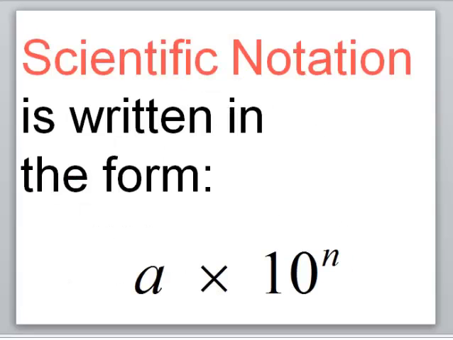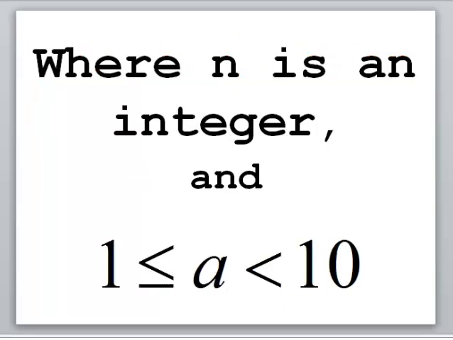Scientific notation is written in this form: a number times 10 to some power. It's very important that you know that A, because I said it was going to be written as A times 10 to the nth power. This A has to fall between 1 and 10. It cannot be anything, it's got to be 1 or anything smaller than 10, so it cannot be 10.